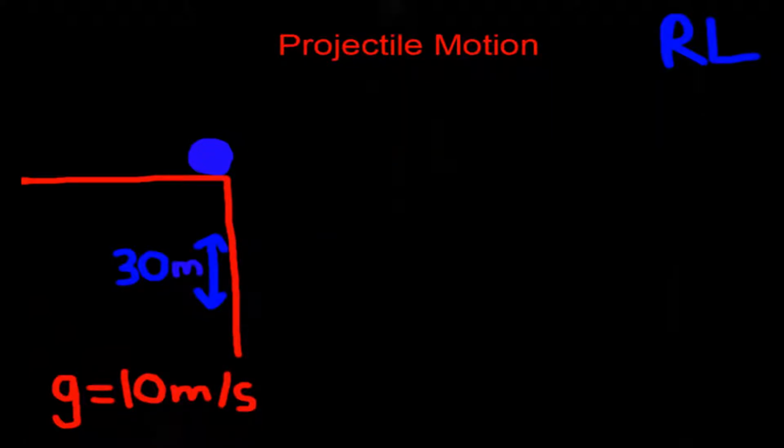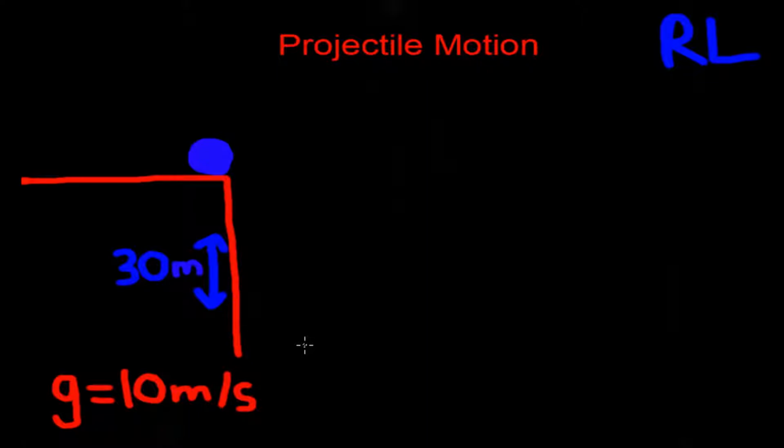Today we're going to be looking at projectile motion and more specifically how to find out how long it takes for this ball to reach the ground after it's thrown off a cliff. The most important thing in projectile motion is being able to think about different directions of motion separately.